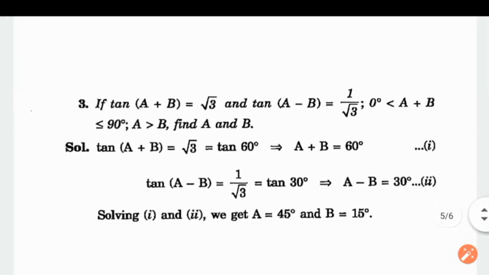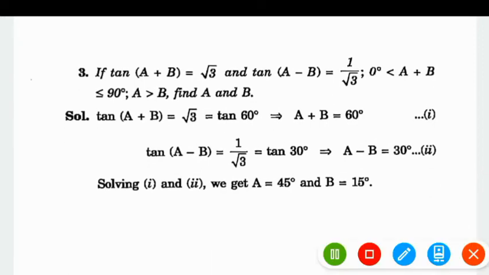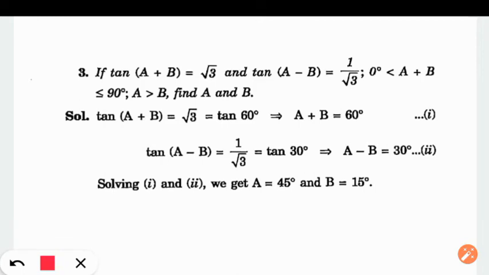So here we have question number 3. In question number 3, what we have is tan (A plus B) equals root 3 and tan (A minus B) equals 1 by root 3. Okay, A plus B is greater than 0 but less than or equal to 90 degree. That means angle A and angle B are both acute angles.